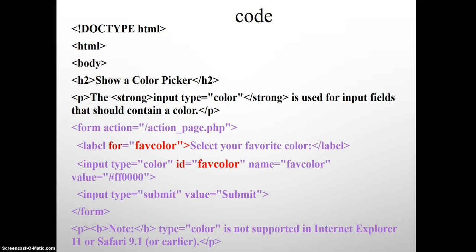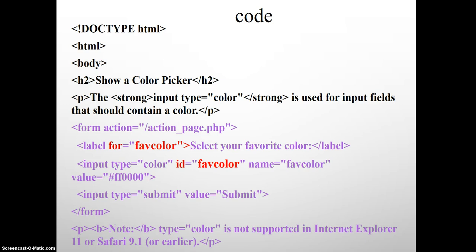This is the code. DOCTYPE html, we know that DOCTYPE is not a tag. It informs the browser about the version of HTML. In the body, h2 is used for a heading tag. P is a paragraph tag. Strong works as a bold tag. Input type is equal to text, this is used for an input field.